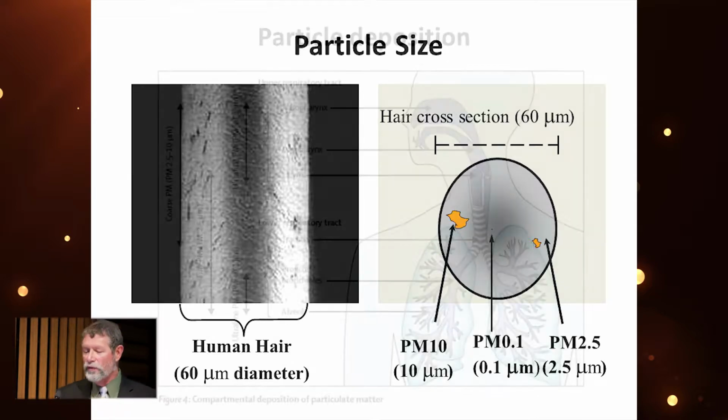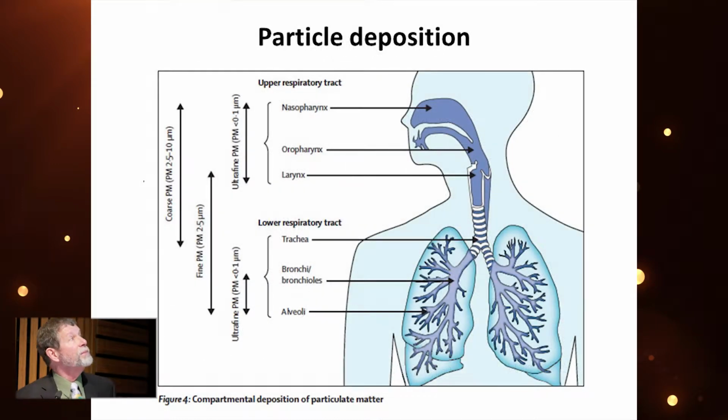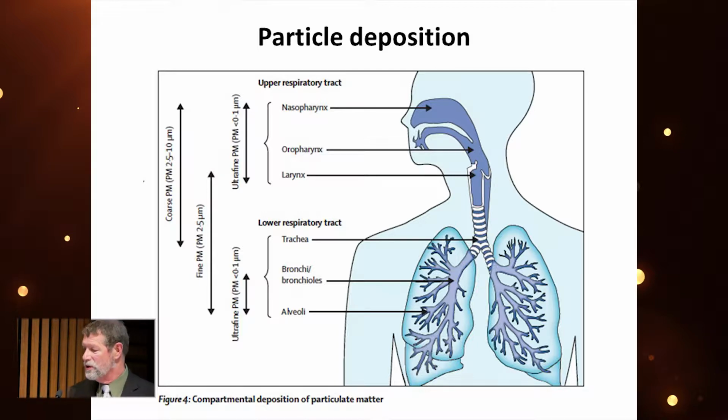And then Kathy's gone over this, so I won't spend time, but just to remind you that the different size particles make it into different areas of the respiratory tract, from the head region to the tracheobronchial region to the deep lung. And the ultrafine particles, as Kathy said, can translocate into the systemic circulation.